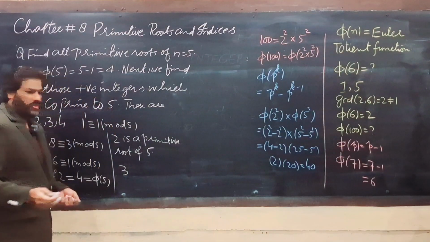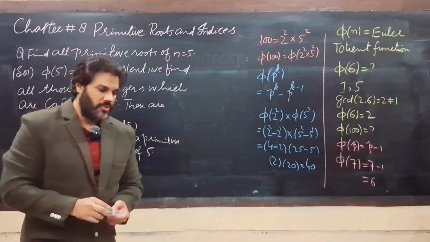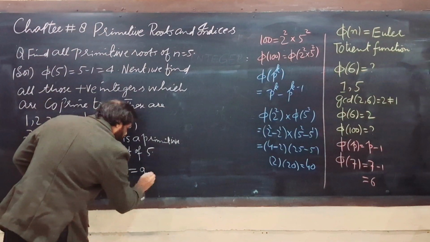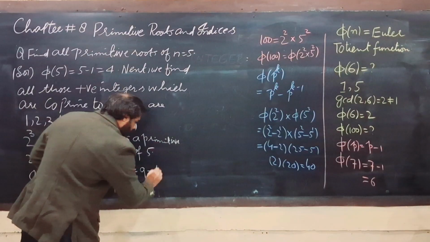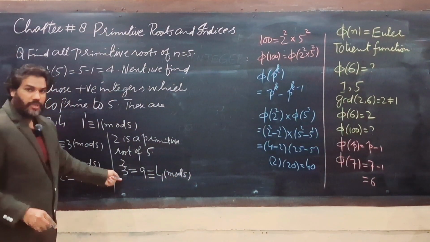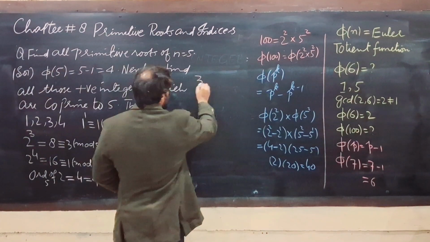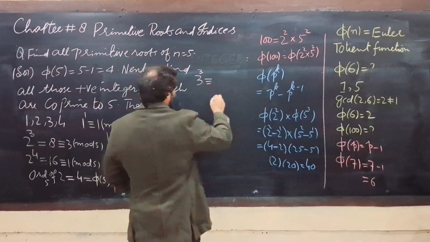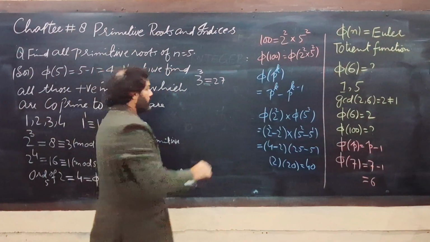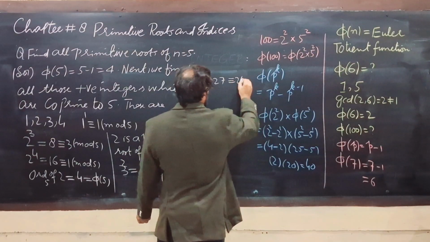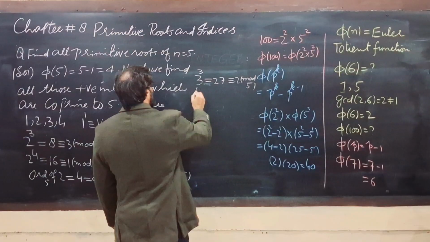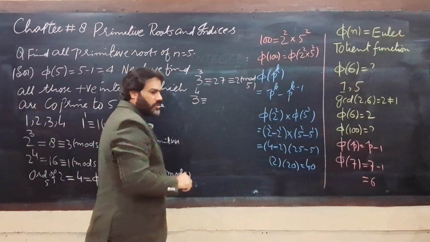Take successive powers of 3. The first power is 3 raised to power 1, that is 3. 3 raised to power 2 is 9. When you divide 9 by 5, this gives remainder 4 modulo 5. Now take its third power, that is 3 cube. 3 raised to power 3 is equal to 27, and when you divide 27 by 5, this gives remainder 2 modulo 5. And lastly, take 3 raised to power 4, which is equal to 81.